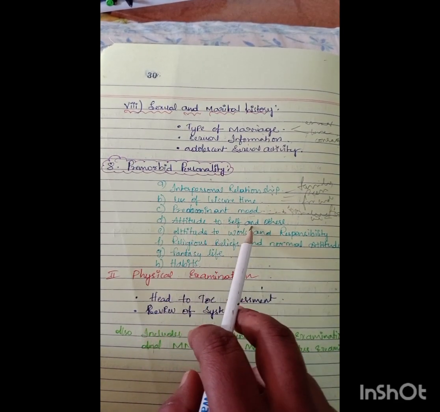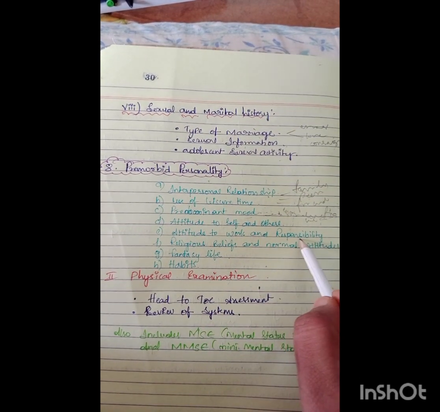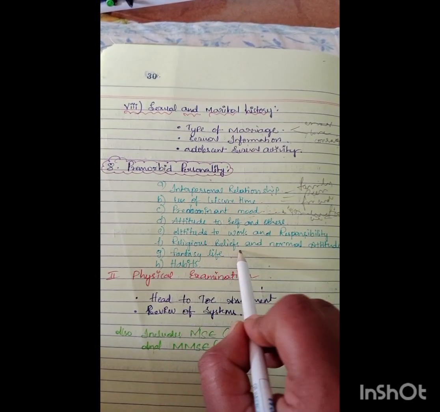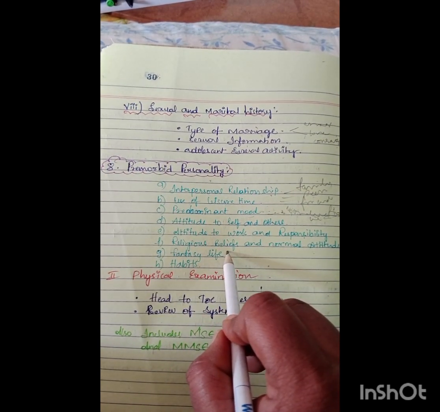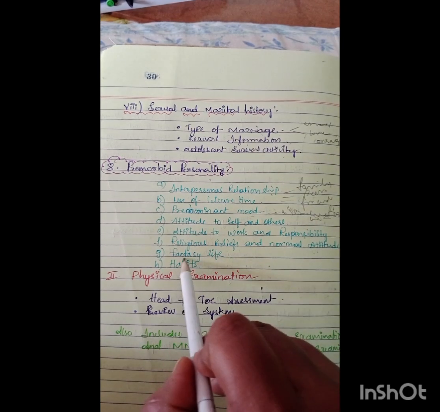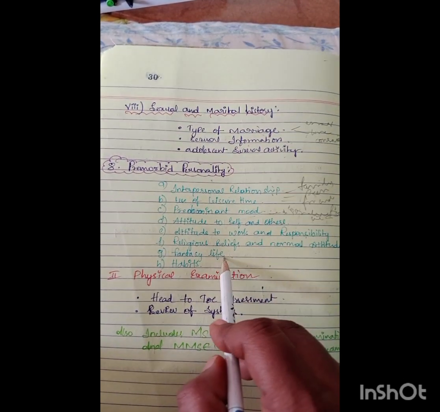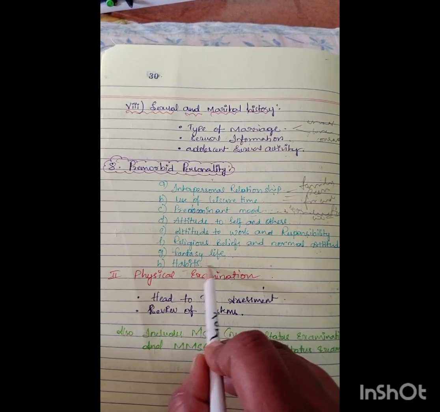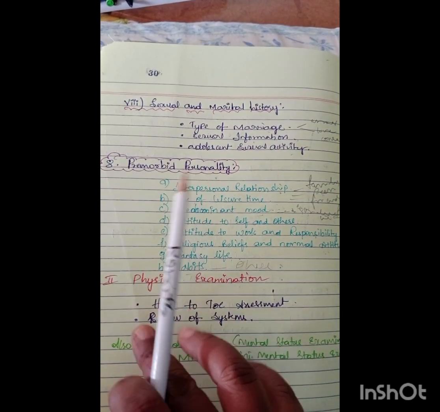And next, attitude to self and others, how the patient is toward self and others. And attitude to work and responsibility you also need to mention. And religious beliefs and moral attitudes, if the patient is having any religious beliefs and attitudes, you also need to mention. And fantasy life is nothing but daydreaming. Okay, so that also you have to ask the patient. And habits, any other habits the patient is having, that also you need to take information about from the patient. Okay, so this is up to the history of the patient.